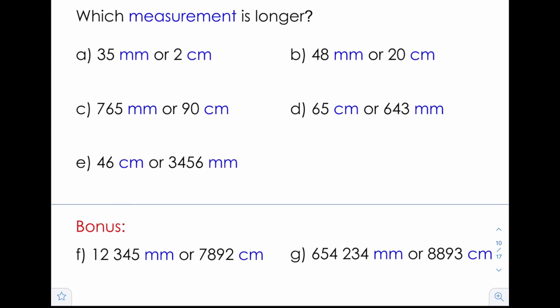All right, go ahead and try this exercise to compare which one is greater. Come back when you're ready.